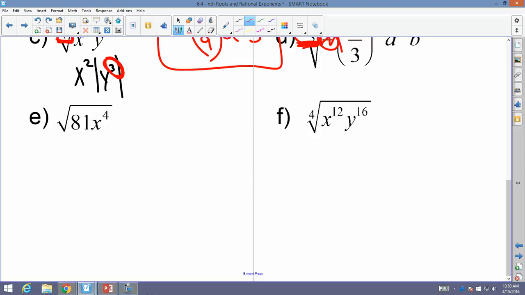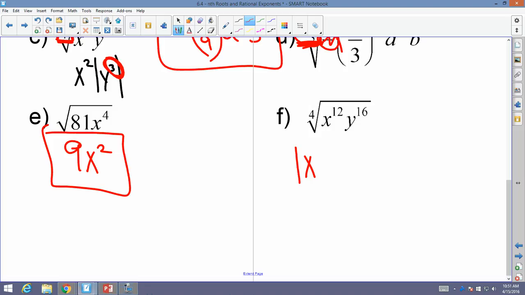Next, what's the square root of 81x to the 4th? 9x squared. No need for absolute values because x has a power of 2, which is even. How about this bad boy here? Yes. Nicely done, boys. Well done. That's absolute value of x cubed times y to the 4th.